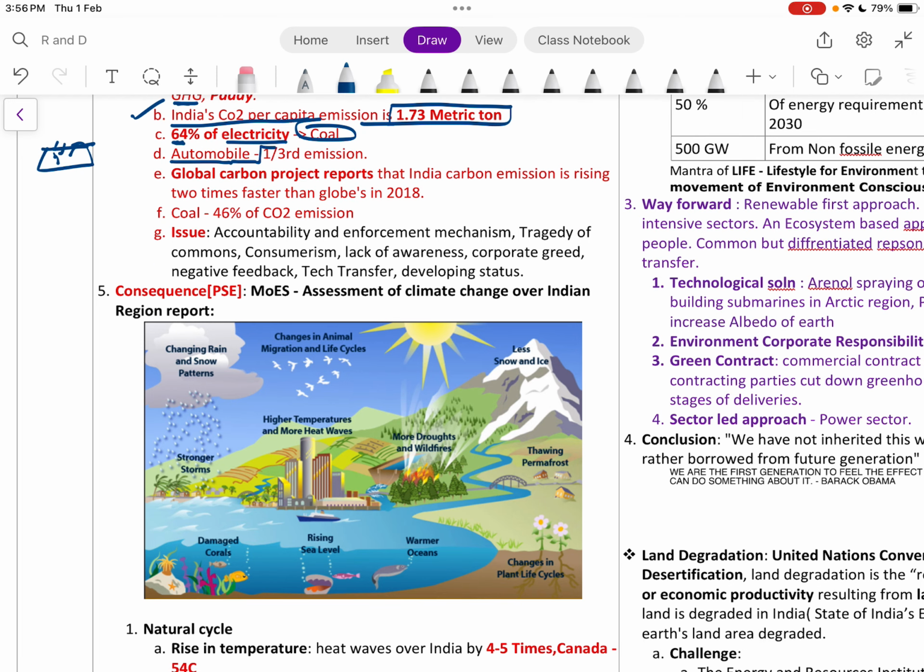The automobile sector contributes about one-third of the emission, 33%, my friends, which is very high. So if we transform to electric vehicles, and that electricity is produced from renewable sources, then we can actually reduce 33% of the emission. The Global Carbon Project reports that India's carbon emission is rising two times faster than the global rate. Coal accounts for 46% of the CO2 emission.